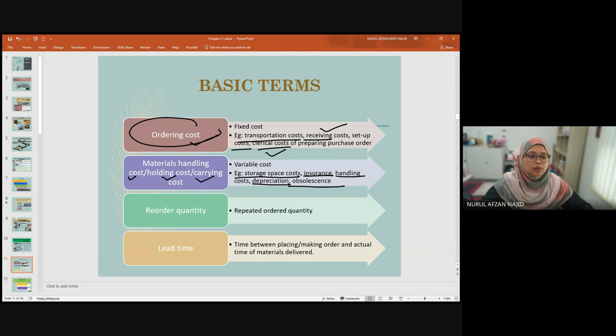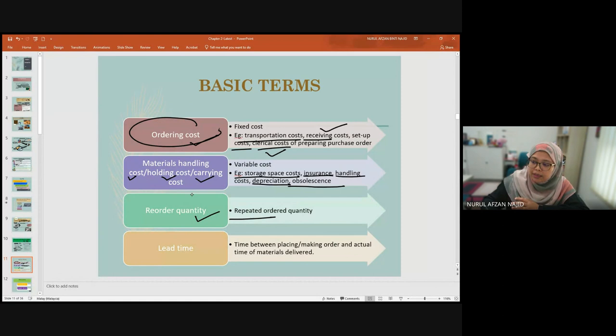Okay, next is reorder quantity. Reorder, repeated lah, berapa kali you order quantity, you order. Yang ni sama dengan inventory turnover ratio. You pernah belajar masa ECC 117. Inventory turnover ratio, berapa banyak kali you order the material.